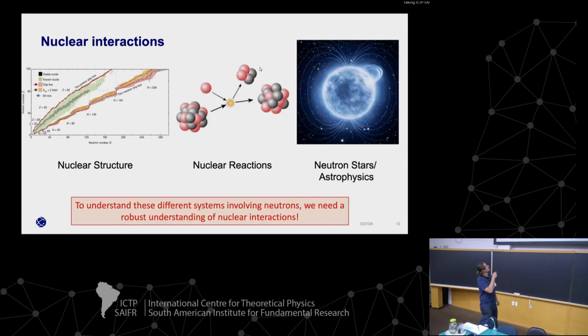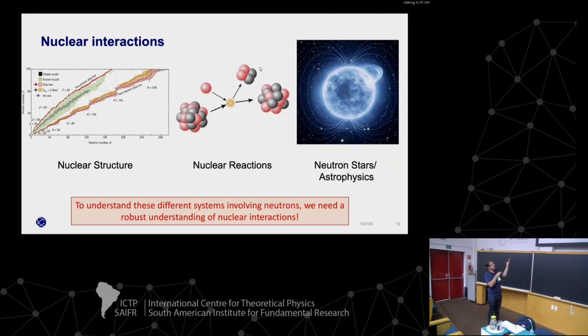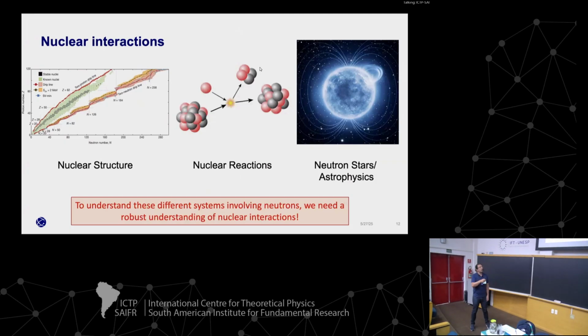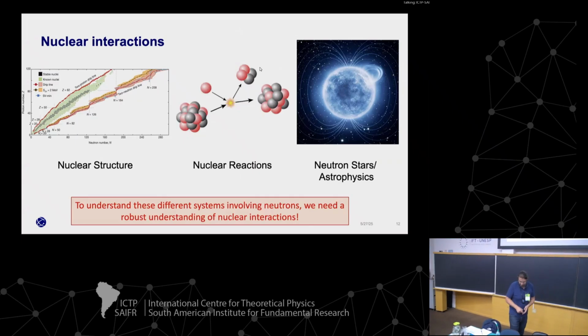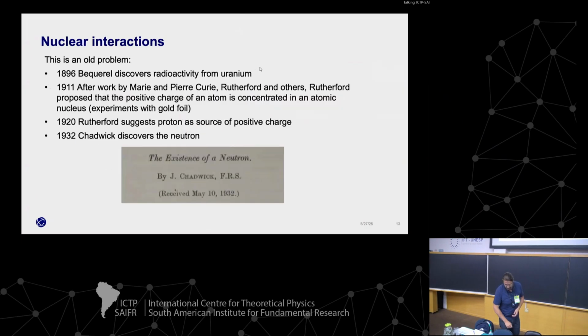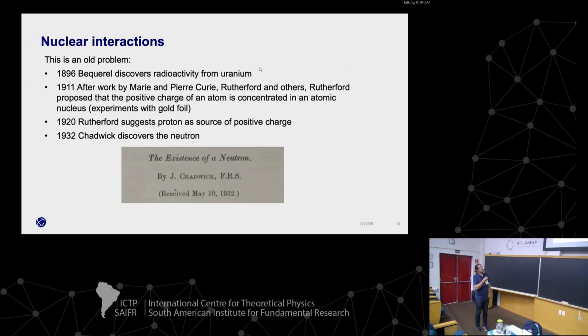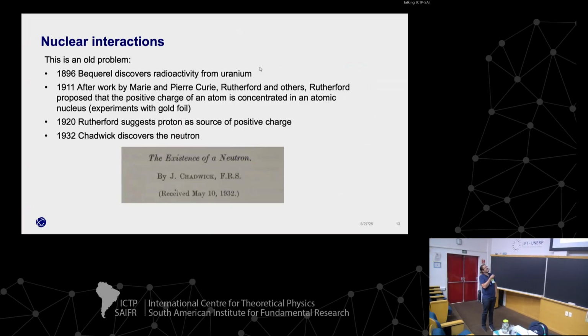So if we want to understand nuclear synthesis, or the structure of atomic nuclei more generally, or we want to understand the reactions among the nuclei and nucleons, and we want to understand objects like neutron stars, we need to understand the interactions between the particles that make up these systems, so mostly neutrons, or neutrons and some protons. And so this is a very old problem, actually. We know, in 1896, radioactivity was discovered by Becquerel.